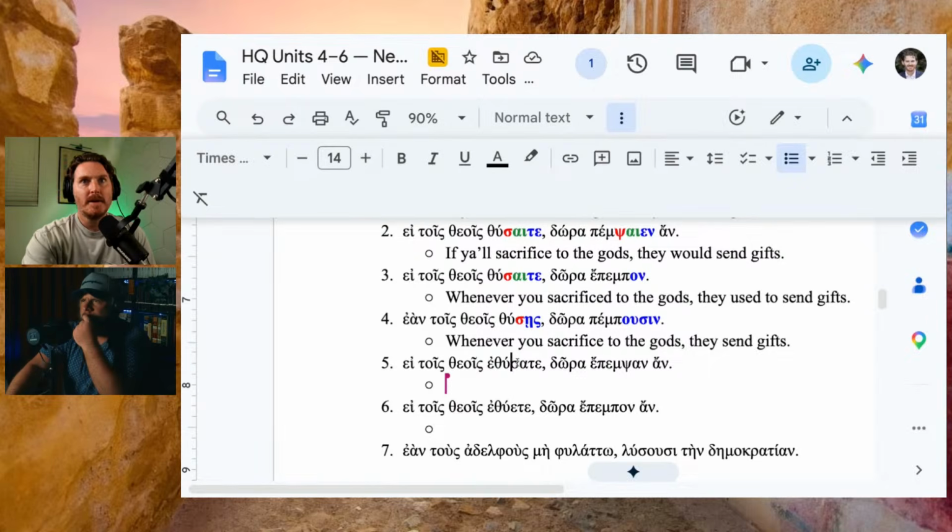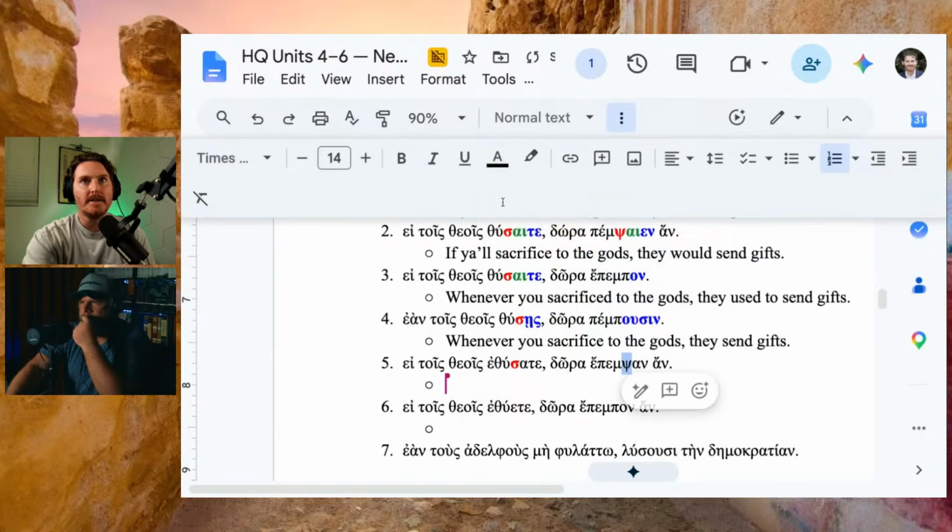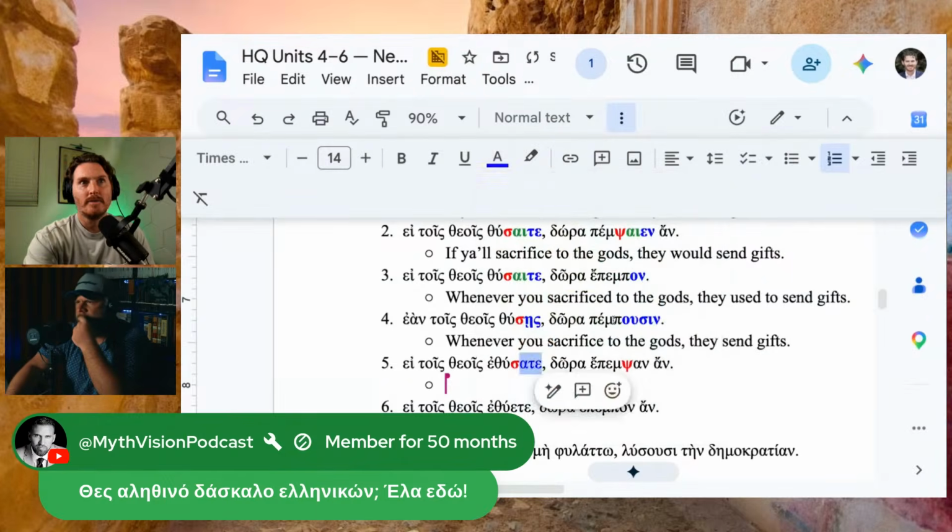Yep. And so I'm going to start marking these sigmas. I got a sigma here. I got a sigma here. So those give us some clues. Theta epsilon sigma alpha.